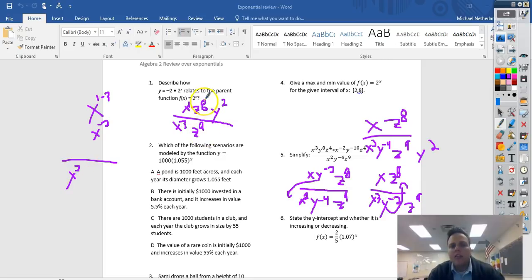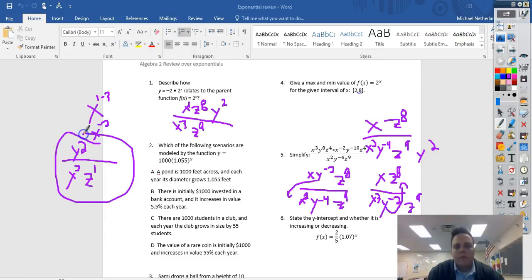Z to the 8th, z to the 9th, I'm going to end up with the same thing. 8 minus 9 is negative 1, so I'm going to bring it down and make it positive 1, and then I'll just end up with a y squared on top. Bam, that would be my answer for that problem. Okay? Go ahead and take a moment, look over that. It was a hard problem. Let me know what questions you have.